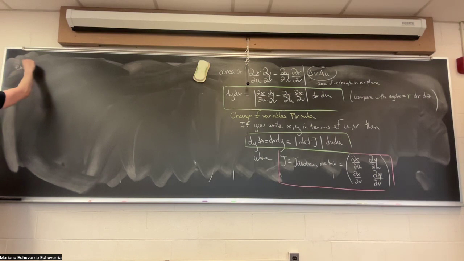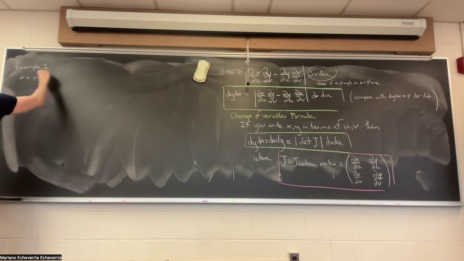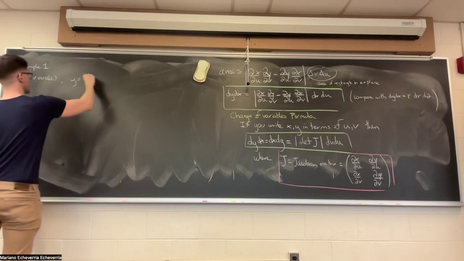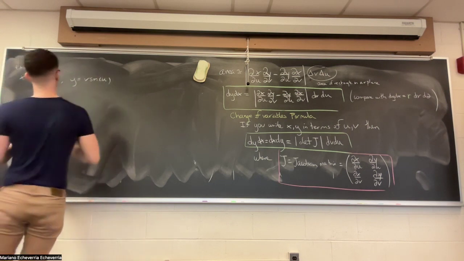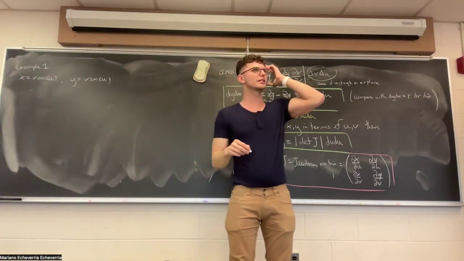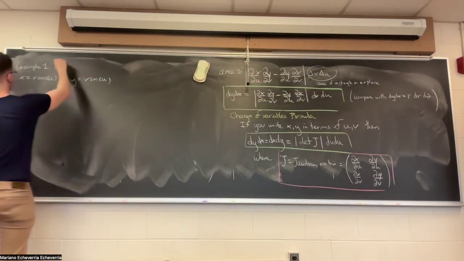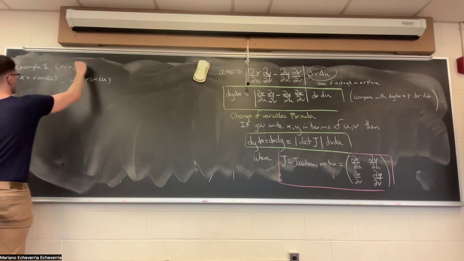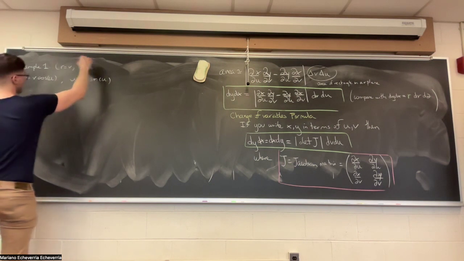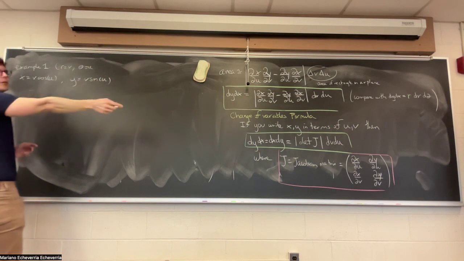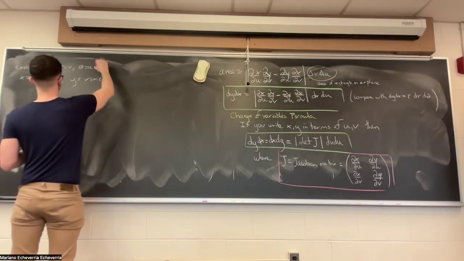So let's say the change of variables is x equals v cosine of u and y equals v sine of u. Okay, again, secretly, I'm thinking here of r being v and theta being u. So here r is v and theta is u if you want to compare this with polar, right?